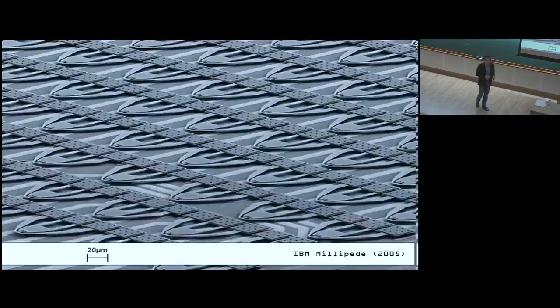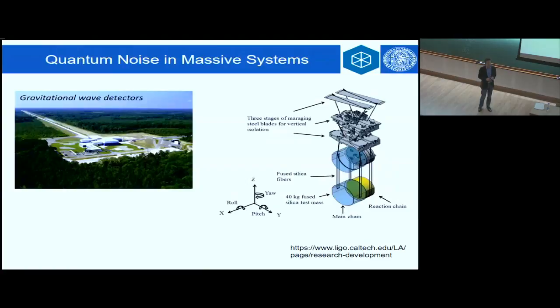Now, can we see quantum effects inside something that big? Well, this is a question that has actually been answered already in the context of LIGO, also like 40 years ago. This would be a gravitational wave detector, LIGO, with an arm length of 4 kilometers.